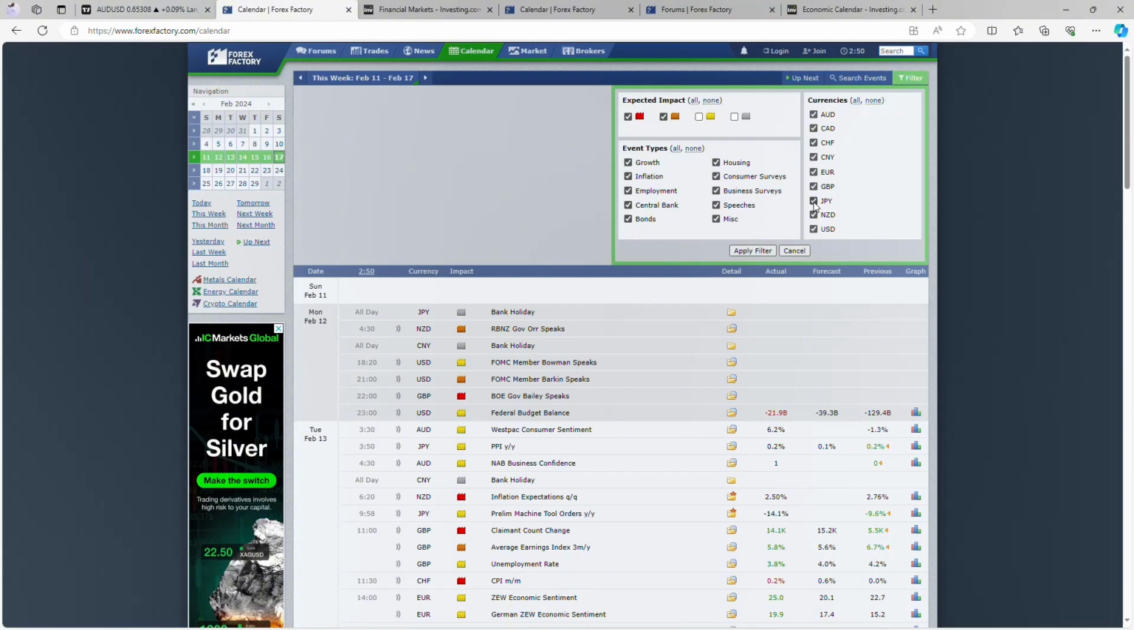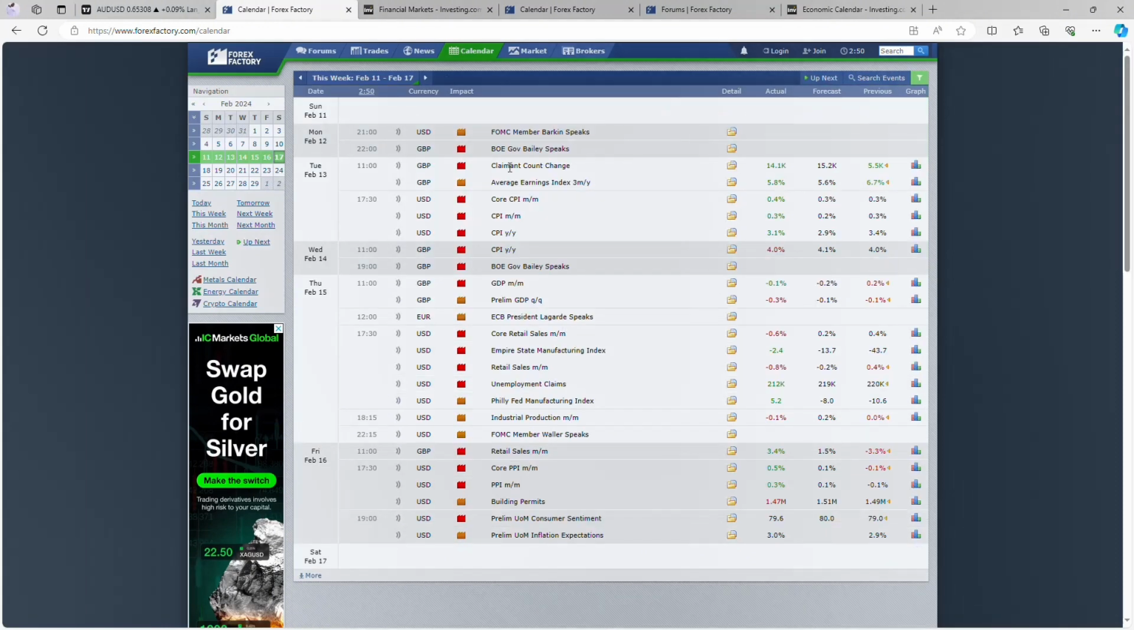Let's say you don't want to receive news from Japan, you toggle off this one. Let's say you don't want to receive news from China, from Switzerland, from Canada, from Australia, okay? You only want to receive news from the Eurozone, the UK and then the USA. You toggle off the Australia, okay? So you click on apply filters.